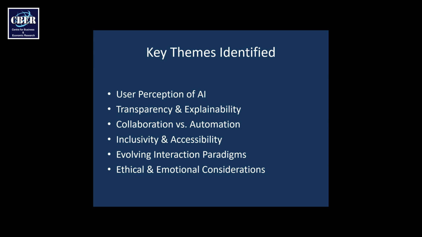The third theme is collaboration versus automation, as my participants expressed a preference for having AI assistance, not AI guidance. The fourth theme is inclusivity and accessibility, meaning designing for diverse needs, not only technically savvy but also novice users. The fifth theme is evolving interaction paradigm. This means adaptability of the system, or what we call as programmers, the scaling of the system. I will explain this point. Finally, the ethical and emotional considerations.